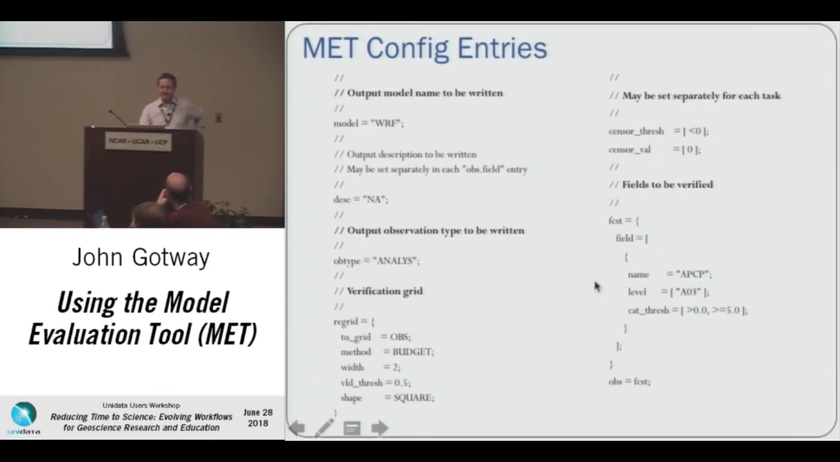And then lastly, the last thing to mention here is the user controls what fields they want to verify. And that's done in what we call the forecast and obs dictionary. So these things that are enclosed in curly braces we call dictionaries. And the user says, for example, here we're looking at 3-hourly precip, and we're interested in applying a categorical threshold of when that 3-hourly precip is greater than 0 or greater than 5 millimeters. So this is certainly not a comprehensive list, just to give you the look and feel of what the config files are like.